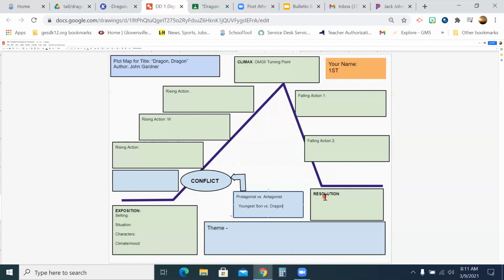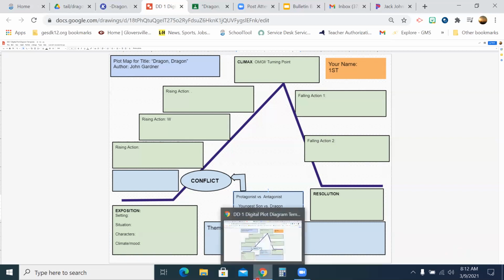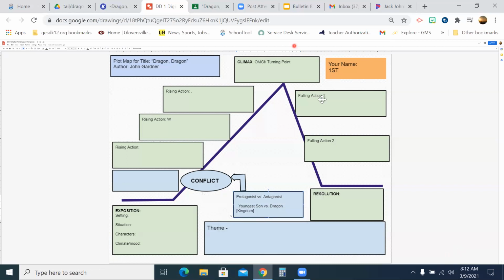You could also say, I'm going to put youngest son, and then under the youngest son in parentheses, I'm going to put the kingdom, because it's really the kingdom that's having the problem with the dragon, yeah? But that's not a character. So guys, we need to get through this plot diagram today, so we need to keep up.